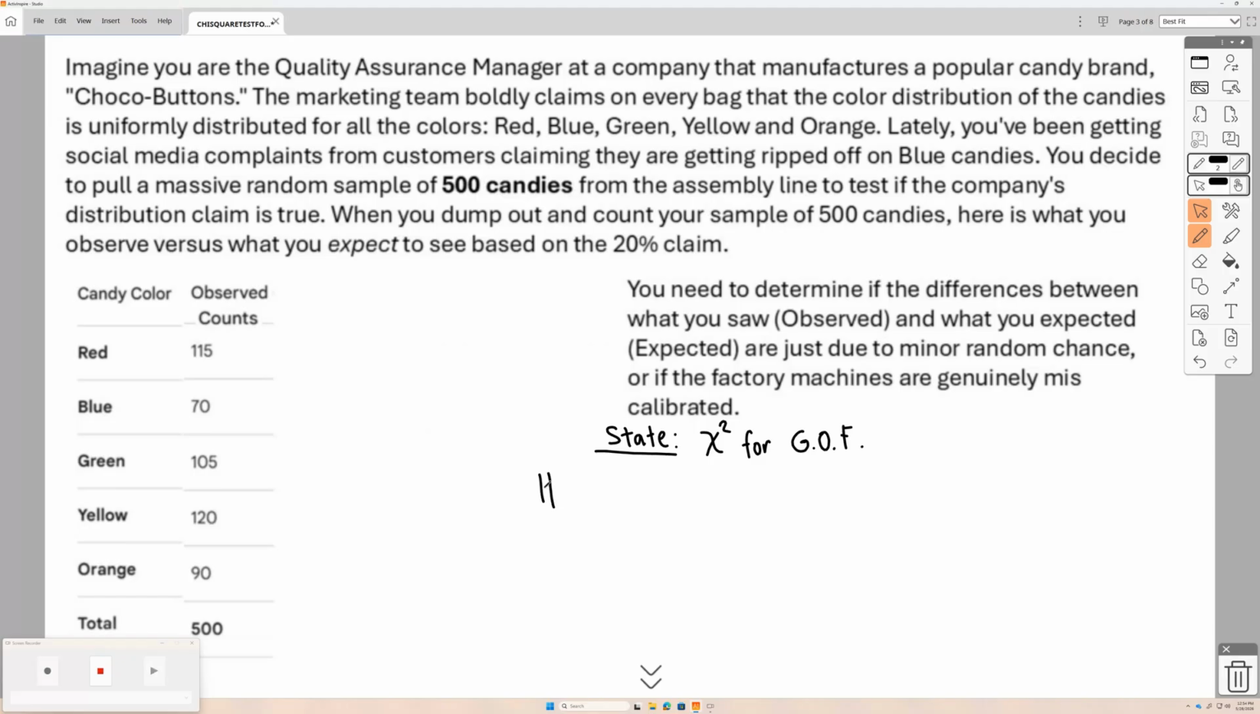State: chi-square test for goodness of fit. Null hypothesis: the proportion of red, the proportion of blue, the proportion of green, proportion of yellow, proportion of orange are all the same, 0.20 or 20%.